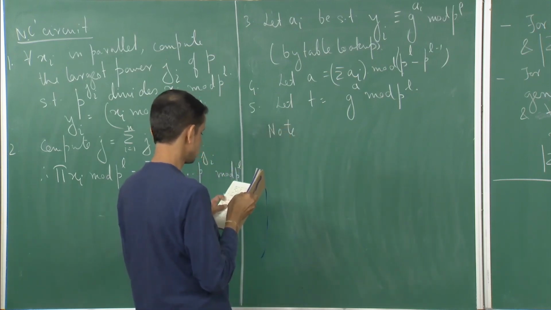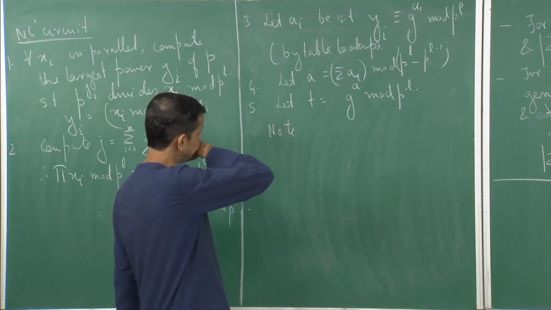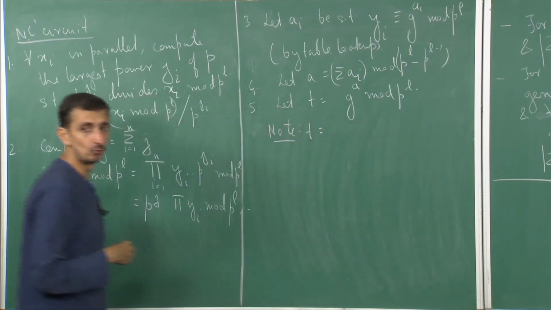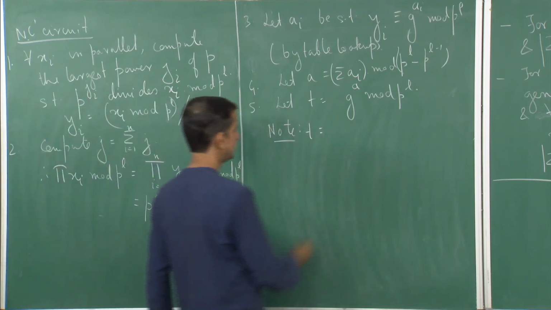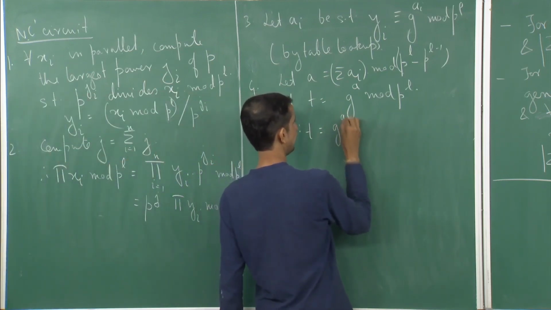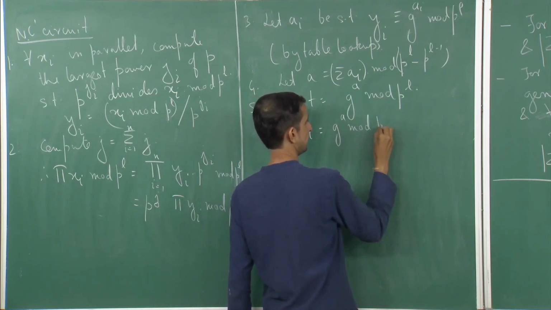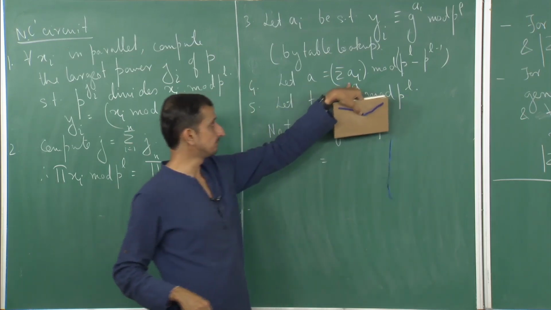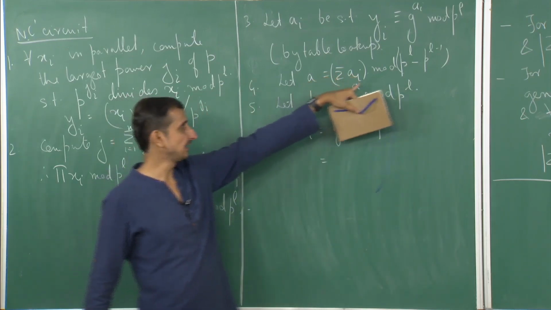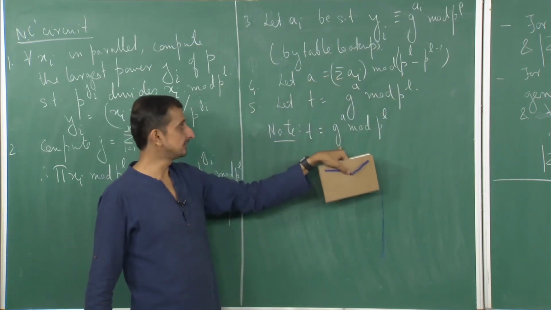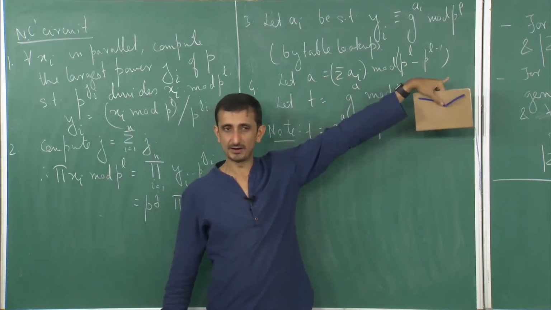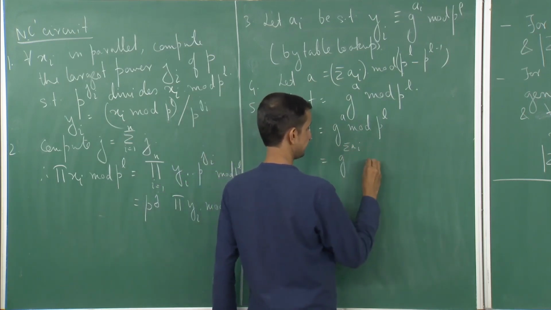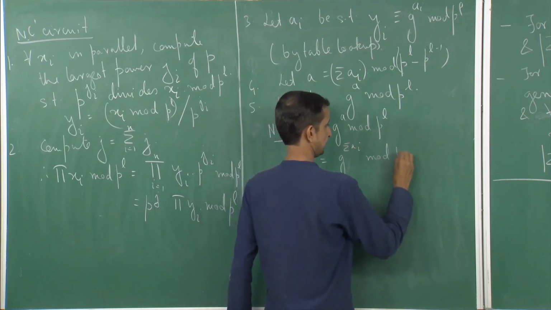Okay, so what do we get here? If we look at T, what is T equal to? We have computed T so far. T is equal to g to the power a mod p to the power l. Now what is g to the power a? g to the power a is g to the power sigma ai. And anyway the group has order p to the power l minus p to the power l minus 1. So therefore I can just write it as g to the power sigma ai mod p to the power l.